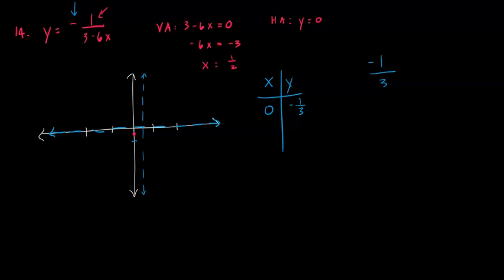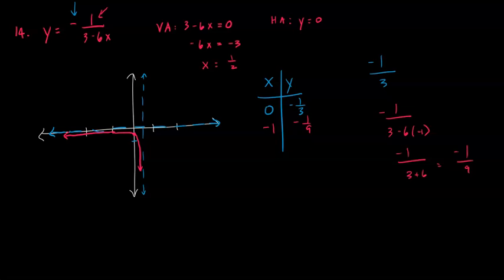Okay. So I could try another point. I could probably try negative 1 if I wanted to. Negative 1 over 3 minus 6 times negative 1. Negative 1 over 3 plus 6, which is negative 1 over 9. So negative 1/9 is going to be smaller than negative 1/3. So we have a point right there. It's getting closer and closer to the y equals 0. There we go.